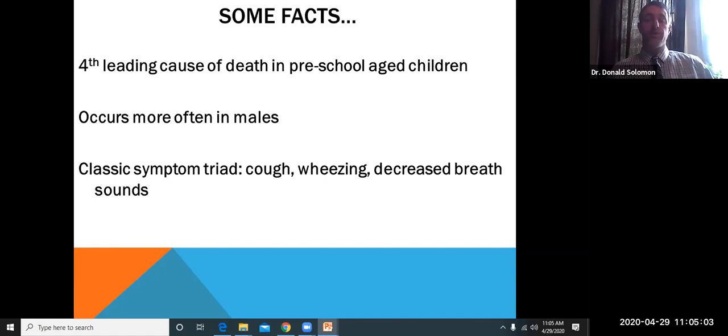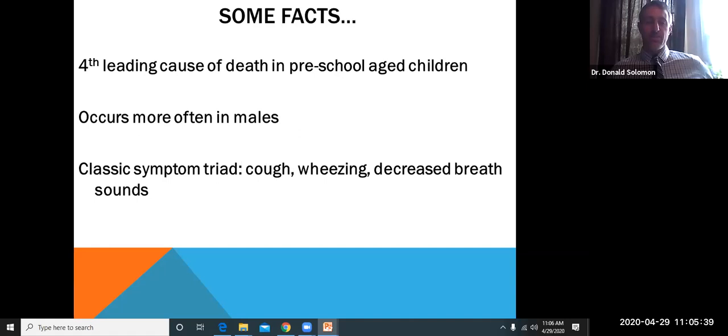This occurs more often in males, and that is thought to be the case because male children tend to be a little more impulsive than female children and a little more reckless. So they're more likely to put things in their mouth and run around or be distracted, and that's what leads to potential aspiration. There's a classic symptom triad that's described for foreign body aspiration, and this is something you should be thinking about in the emergency room.